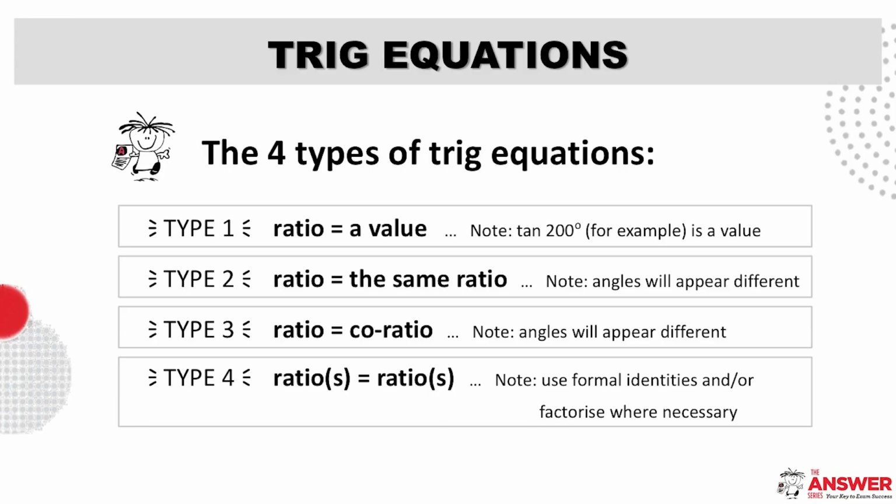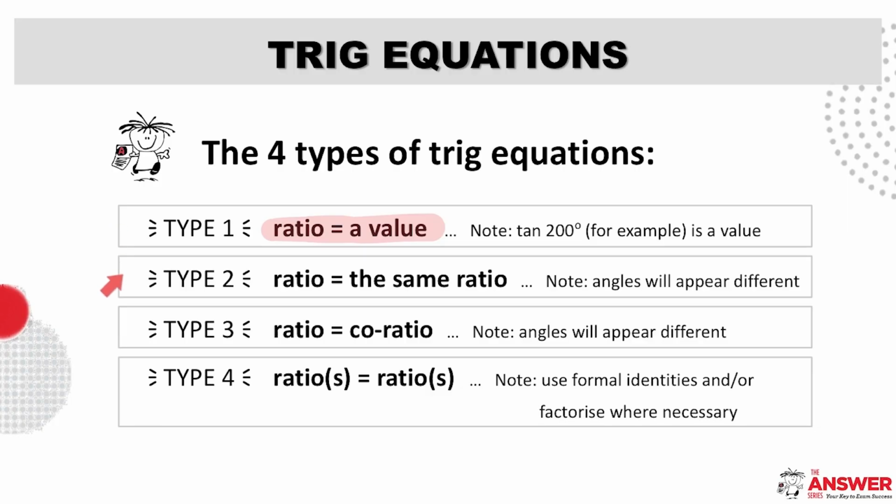First, let's have a look here at the 4 types of trig equations that we encourage you to consider. The first type is when a ratio equals a value. Here the right-hand side can be a value or a ratio of a numerical value which can be calculated. Like for example, it's possible to calculate the value of tan of 200 degrees.